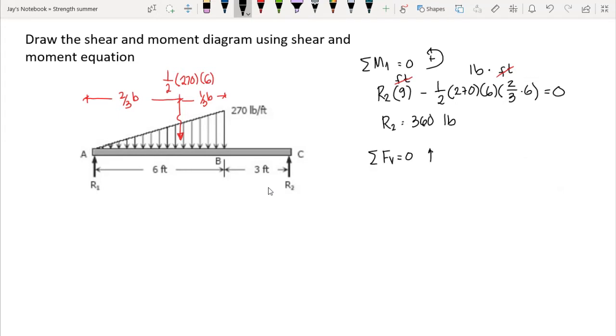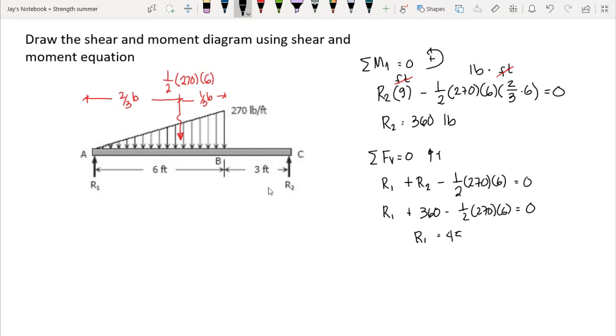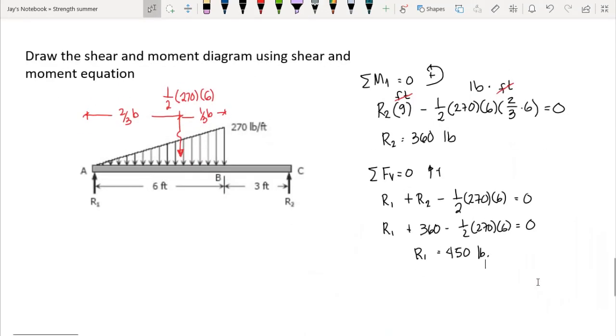Then we can now compute R1. We take the summation of vertical forces equal to 0, upward is positive. Then we have R1 plus R2, they are positive since they are acting upward, minus the resultant of the triangular load, that's 1/2 times 270 times 6, equals 0. Since we know that R2 is 360, the value of our R1 is equal to 450 pounds. So we have already determined the reactions, in which R1 is 450 and R2 is 360 pounds.